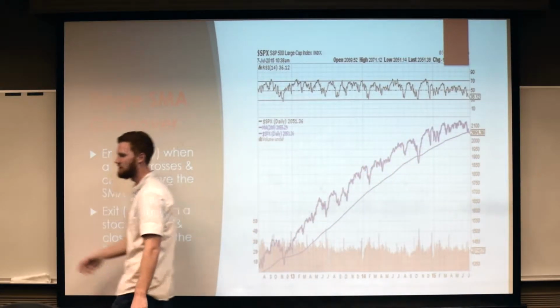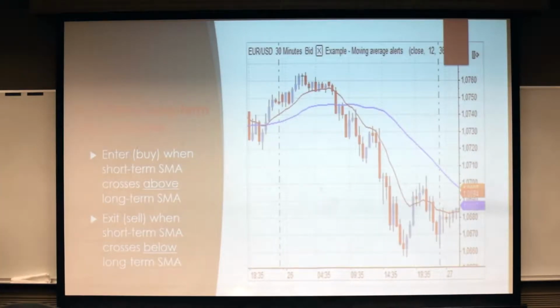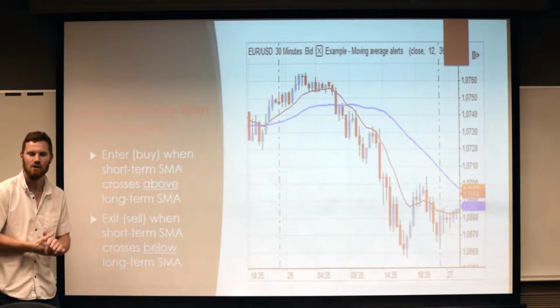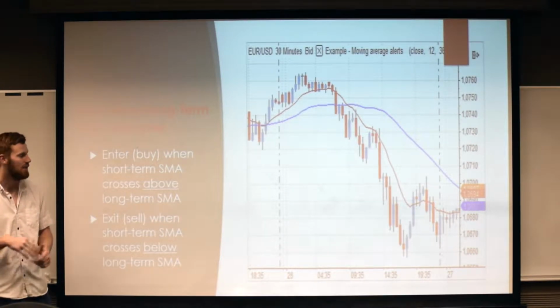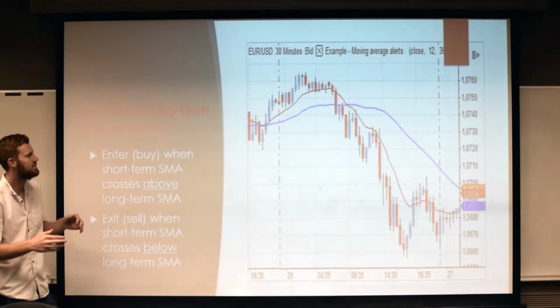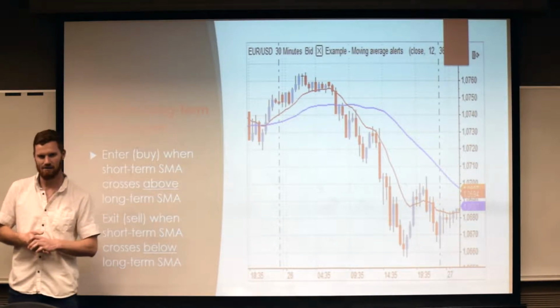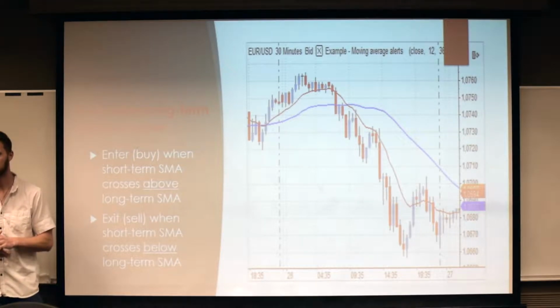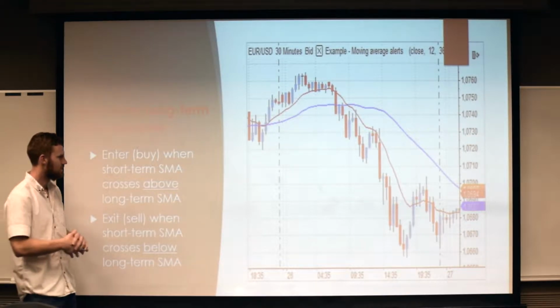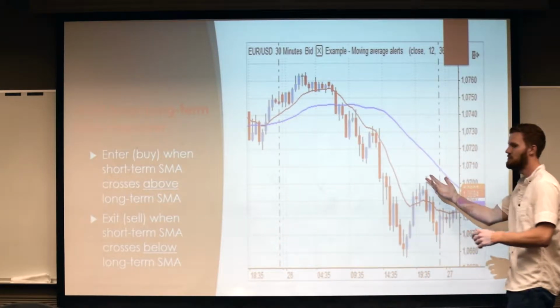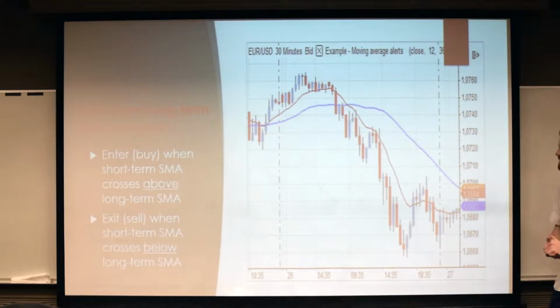The next one I'm going to cover is a double simple moving average, or short-term simple moving average overlaid with a long-term simple moving average. The most common combination of these two is going to be your 50-day simple moving average and your 200-day simple moving average. So same kind of idea, except now we're going to use the simple moving averages crossover instead of price.